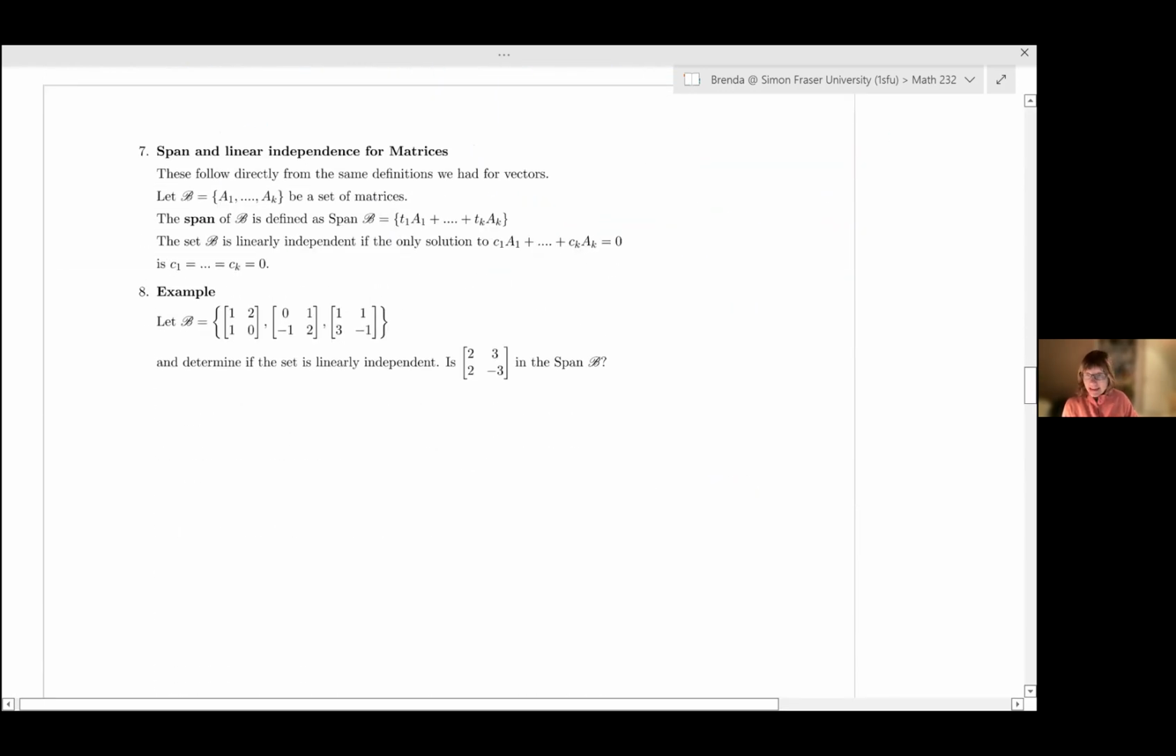Okay, let's talk about span and linear independence for matrices. The last time we talked about span and linear independence, it was about vectors. So compare it with what you already know. We did span and linear independence of vectors. Now we're going to say, if we have a set of matrices, what does it mean to span and what does it mean to be linearly independent? They follow exactly, with just a little bit of scaling up of the idea, from the definitions we had for the vectors.